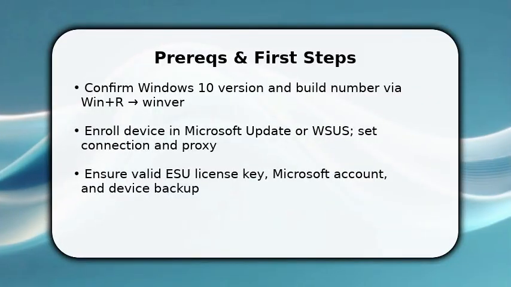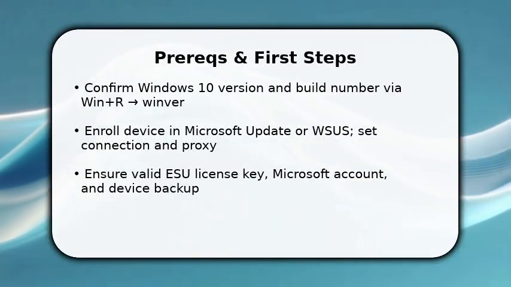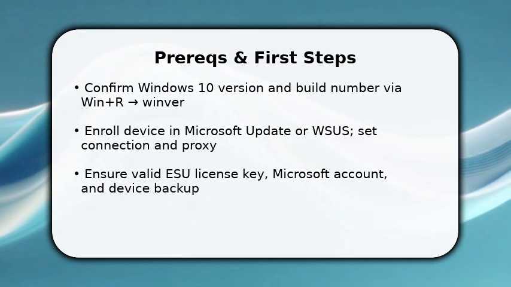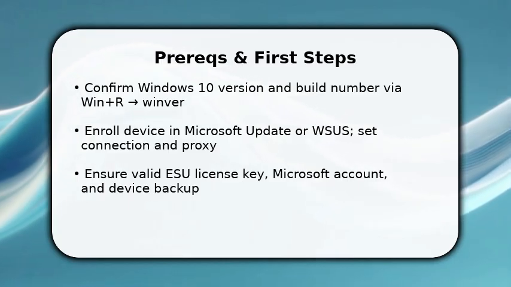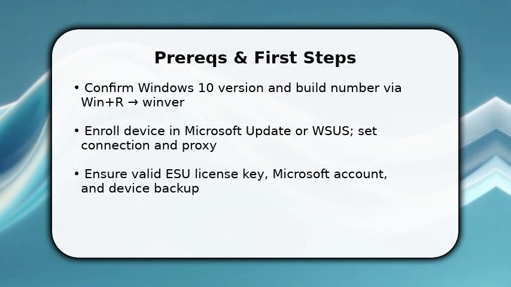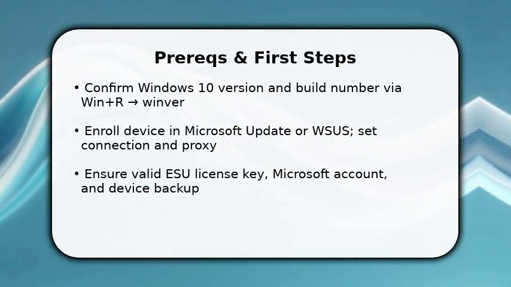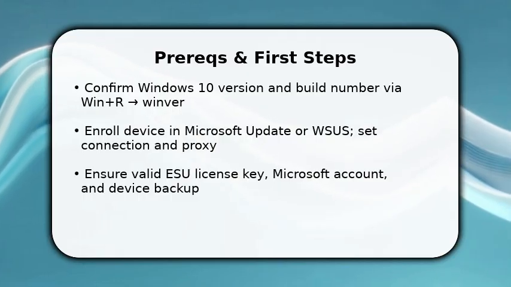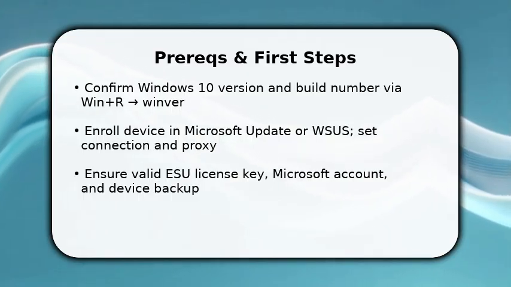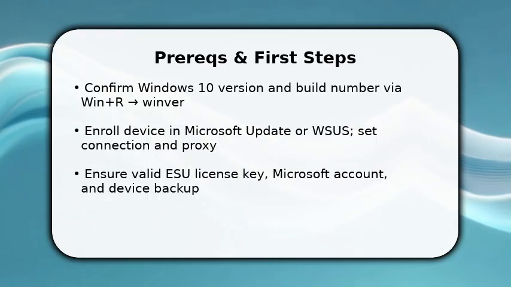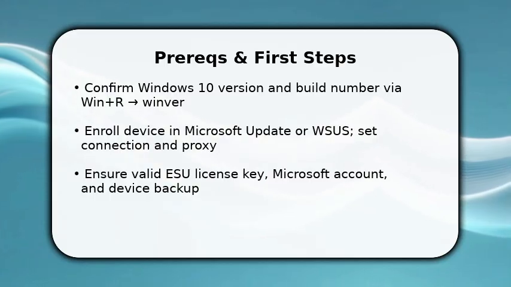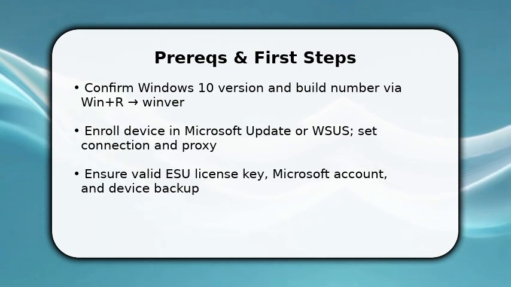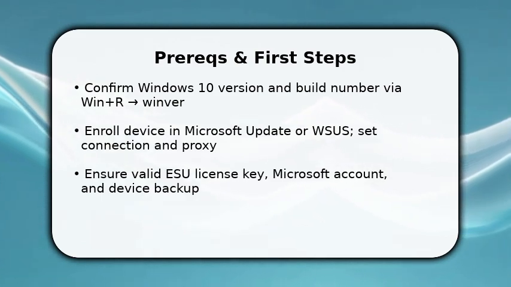You will verify prerequisites and begin enrollment now. First, check your exact Windows 10 build with WinVer so you know which ESU patch stream applies. Next, make sure your device can reach Microsoft Update or your WSUS server and that proxy settings allow TLS traffic. Then obtain and hold your ESU MAK or CSB entitlement key. Once done, create a system backup and enable diagnostic/telemetry to basic so update compatibility checks succeed.